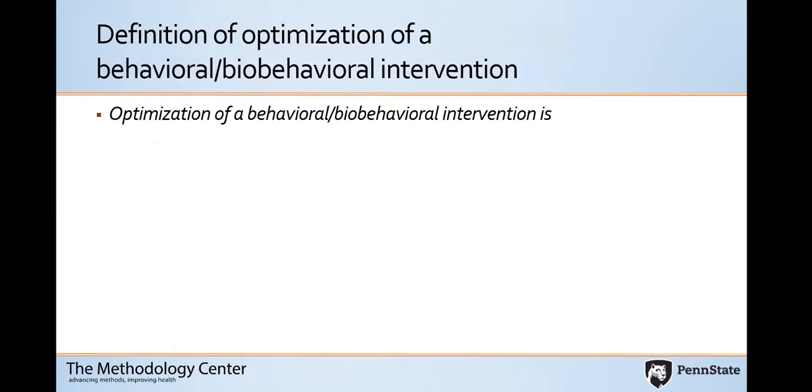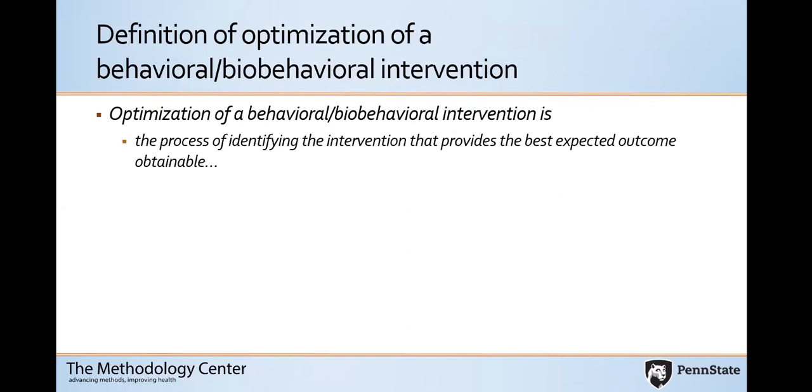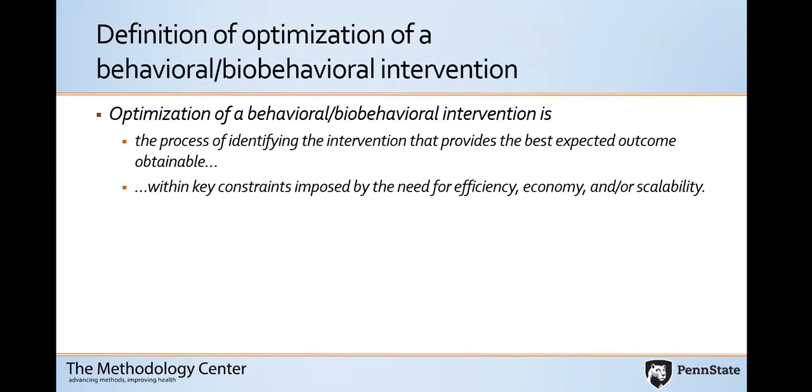Okay, so I've been talking about optimization, but I haven't really defined it. So let's define it now. Optimization of an intervention is the process of identifying the intervention that provides the best expected outcome obtainable within key constraints imposed by the need for efficiency, economy, and/or scalability.